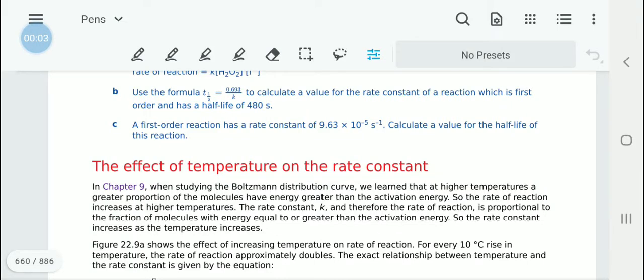Chemistry, Chapter 22, Theory Video 5. So, the effect of temperature on the rate constant.